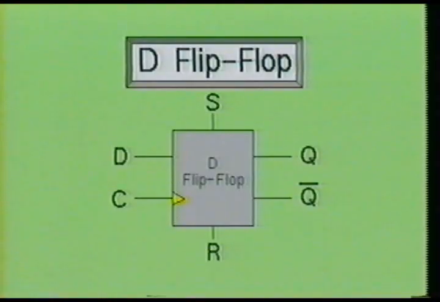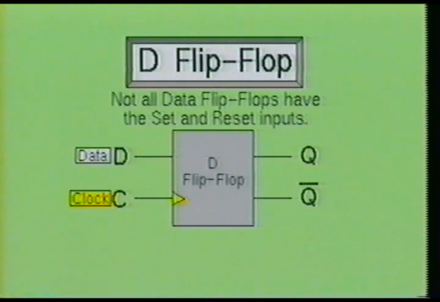Next, we will examine the D flip-flop. The D stands for data. If you will look closely, you will see this flip-flop has two additional inputs. One is labeled D and the other is labeled C. D is for data input and C is for clock input. You will find, however, that some D flip-flops will not have the set and reset inputs. They were mentioned so you know they are available.